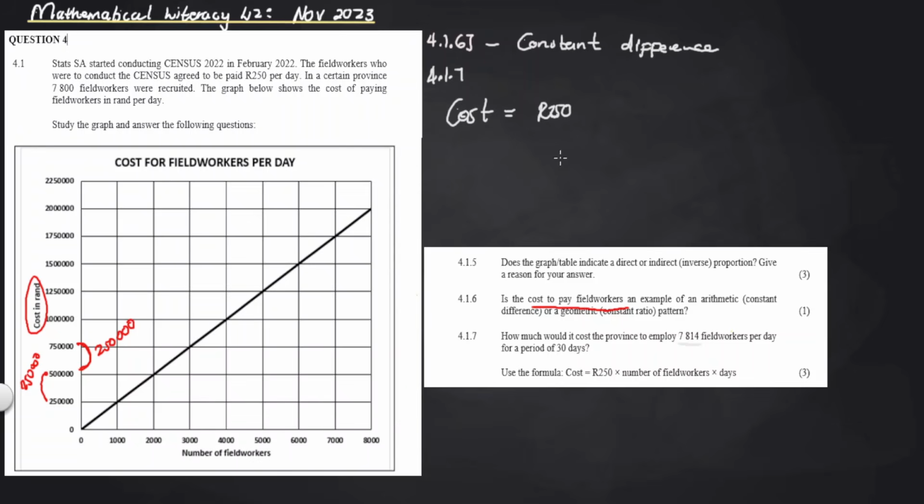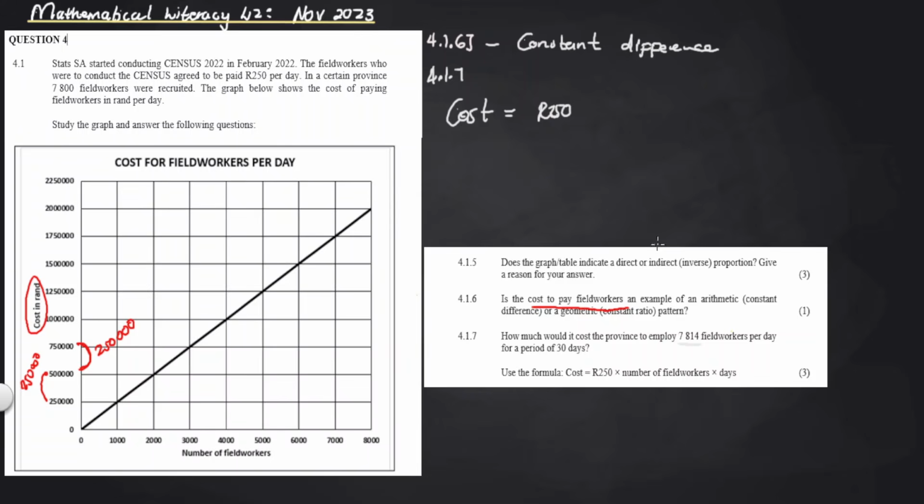Another thing that tells us this is actually a constant difference would be the 250 rand per day, because all the workers are earning the same amount of money, which is 250. We interpret it like that in other instances.